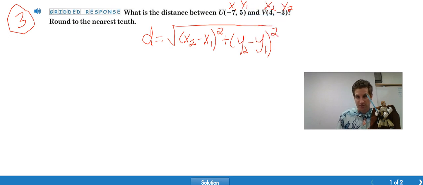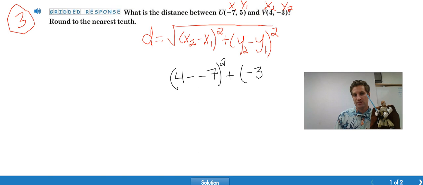So x2 is 4 minus x1, which is a negative 7. Notice I put a negative in there. That's a part of the equation: there's a subtraction sign and the negative with the x1. And that's going to be squared, plus y2, which is negative 3, minus 5.